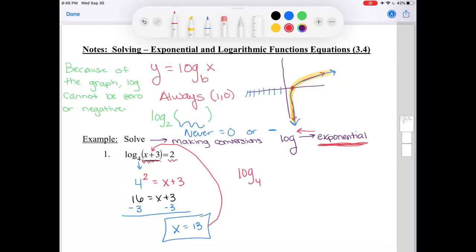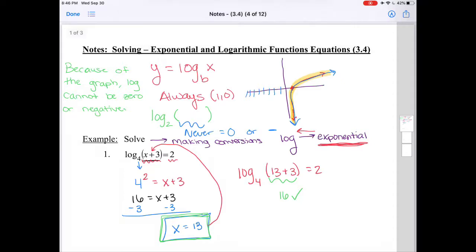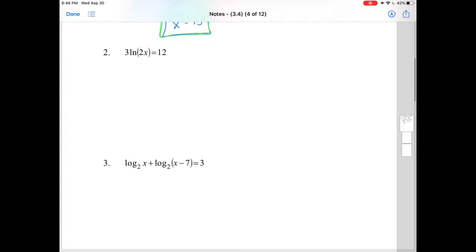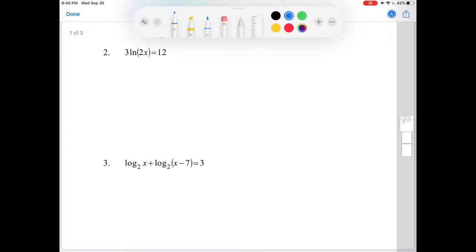If I took this 13 and plugged it into those parentheses, that would give me log base 4 of (13 plus 3) equals 2. We'll do a quick math here. We're just checking to make sure that we're never going to get 0 or a negative. So inside those parentheses, I'm going to get a 16. That checks out. So then I can box 13 and say that's my final answer. All right, so always make sure you're taking your answer and checking back into your logs to make sure they work.